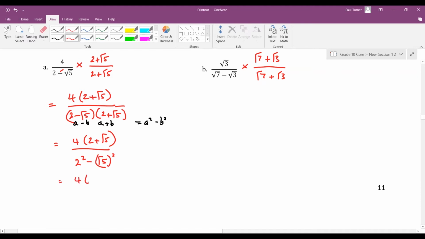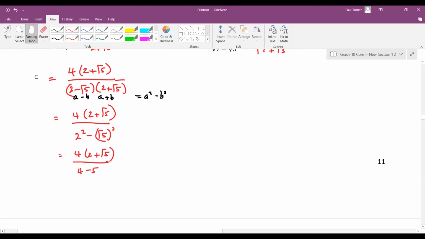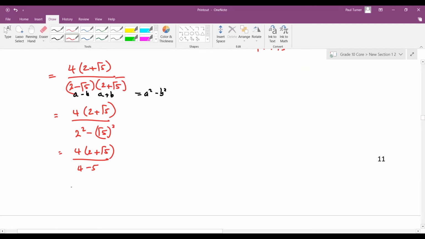So you're going to get 4, 2 plus root 5. This is going to be 4 minus 5. So you see you've got minus 1 in the denominator. So you're going to have 4, 2 plus root 5 on minus 1. Well, 4 on minus 1 is minus 4. So change that to minus 4, 2 plus root 5. That's finished. You don't want to have minus 1 here, so divide it into the 4. And if you want to, then you can expand that to be minus 8 minus 4 root 5.